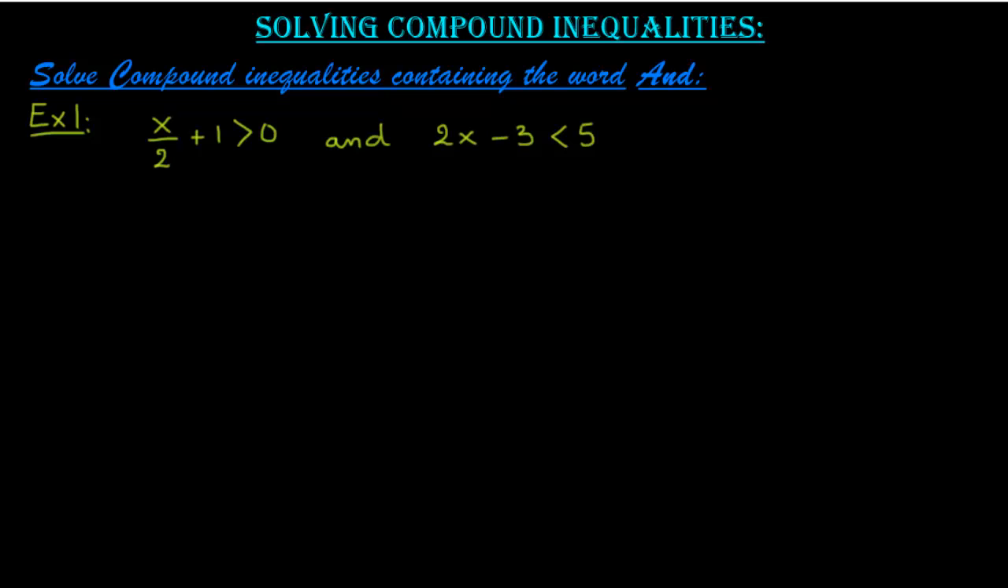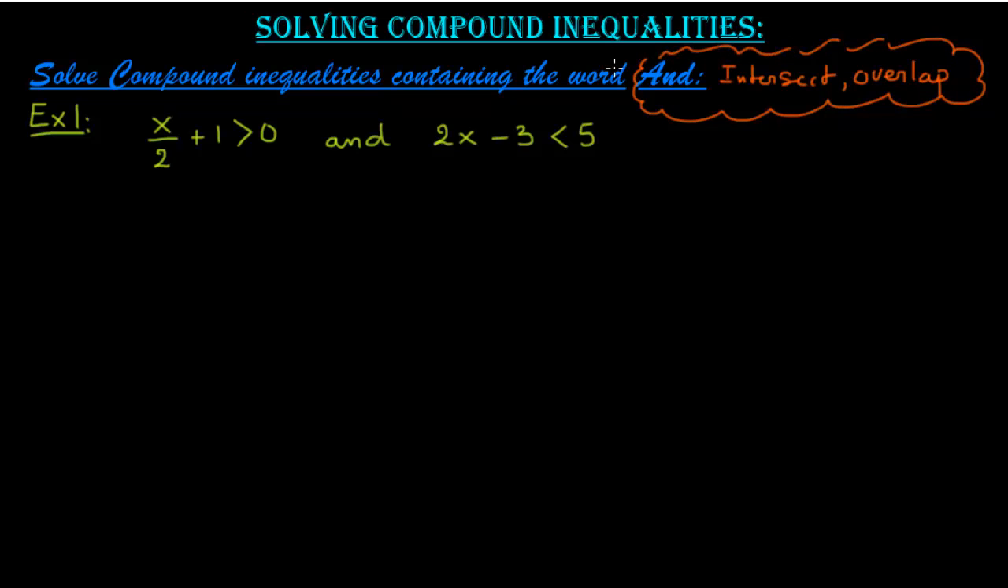So now let's move on to the next problem, solving compound inequality containing the word and. So N stands for the intersection. So intersection stands for N, or later on the graph we will see the overlap also stands for N. So you should write this down somewhere or highlight it. So that's a really important note here.